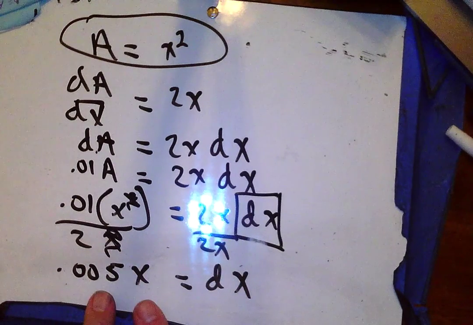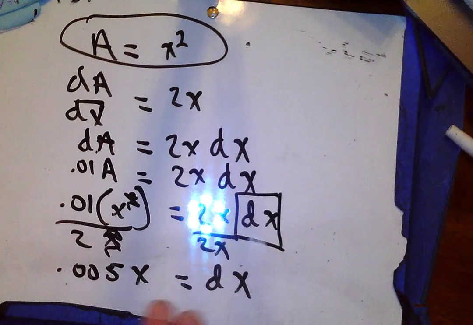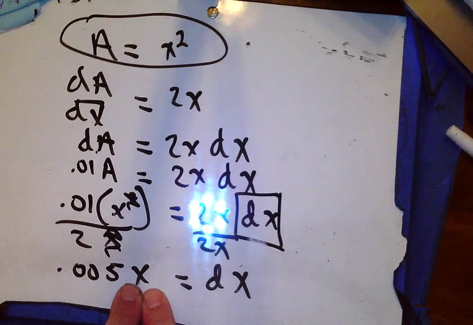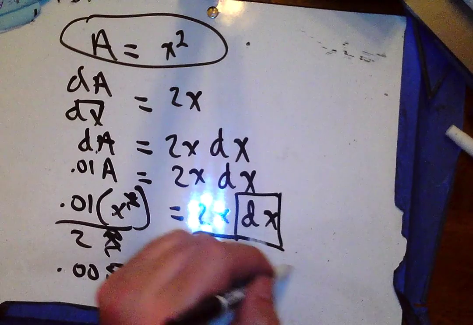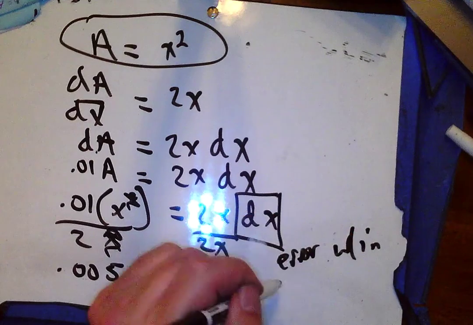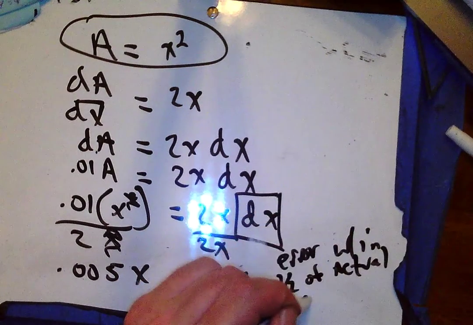Now, this is actually really easy and really important. The error in measuring the side length can be within 0.5% of the actual side length. So, error within 0.5% of the actual side length.